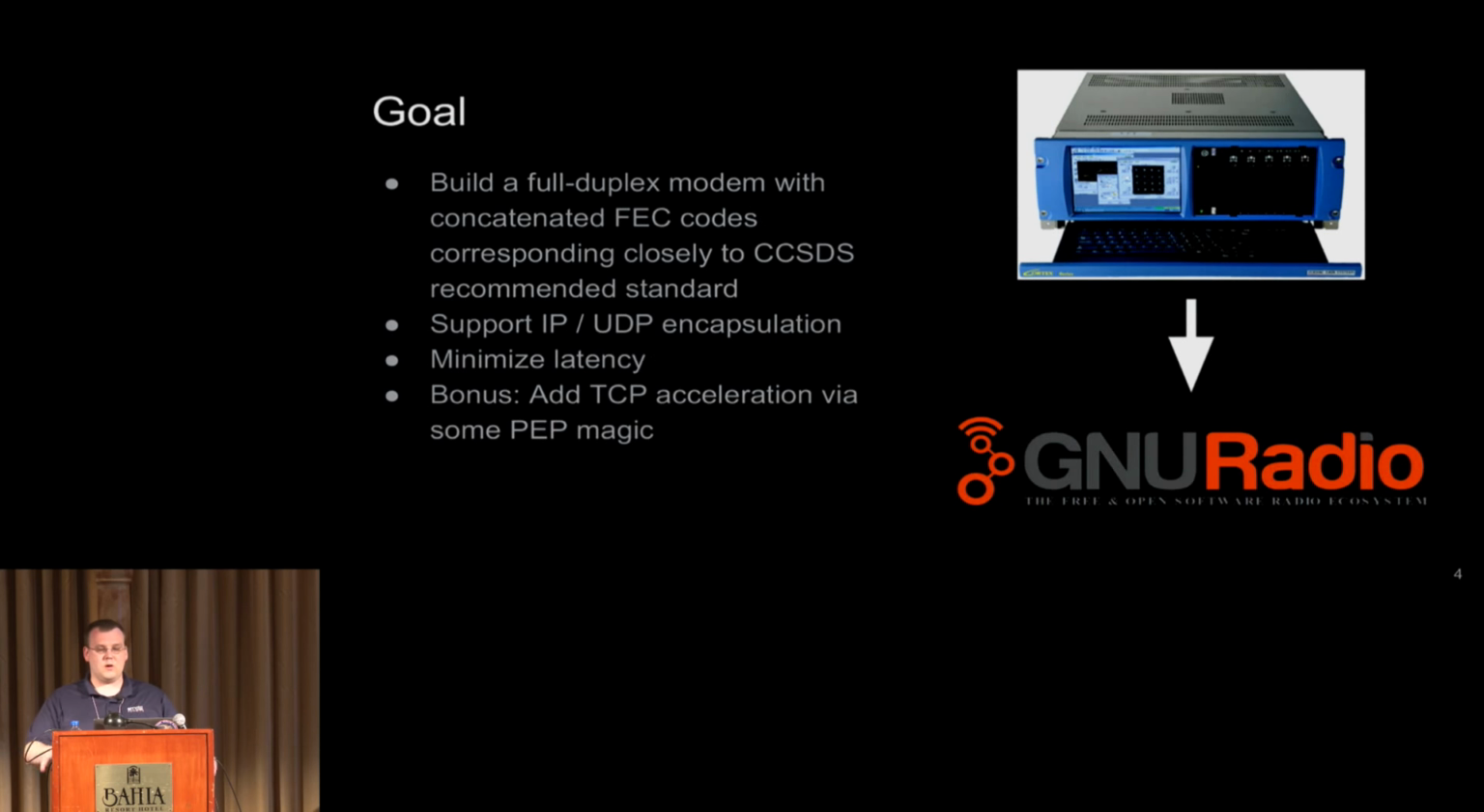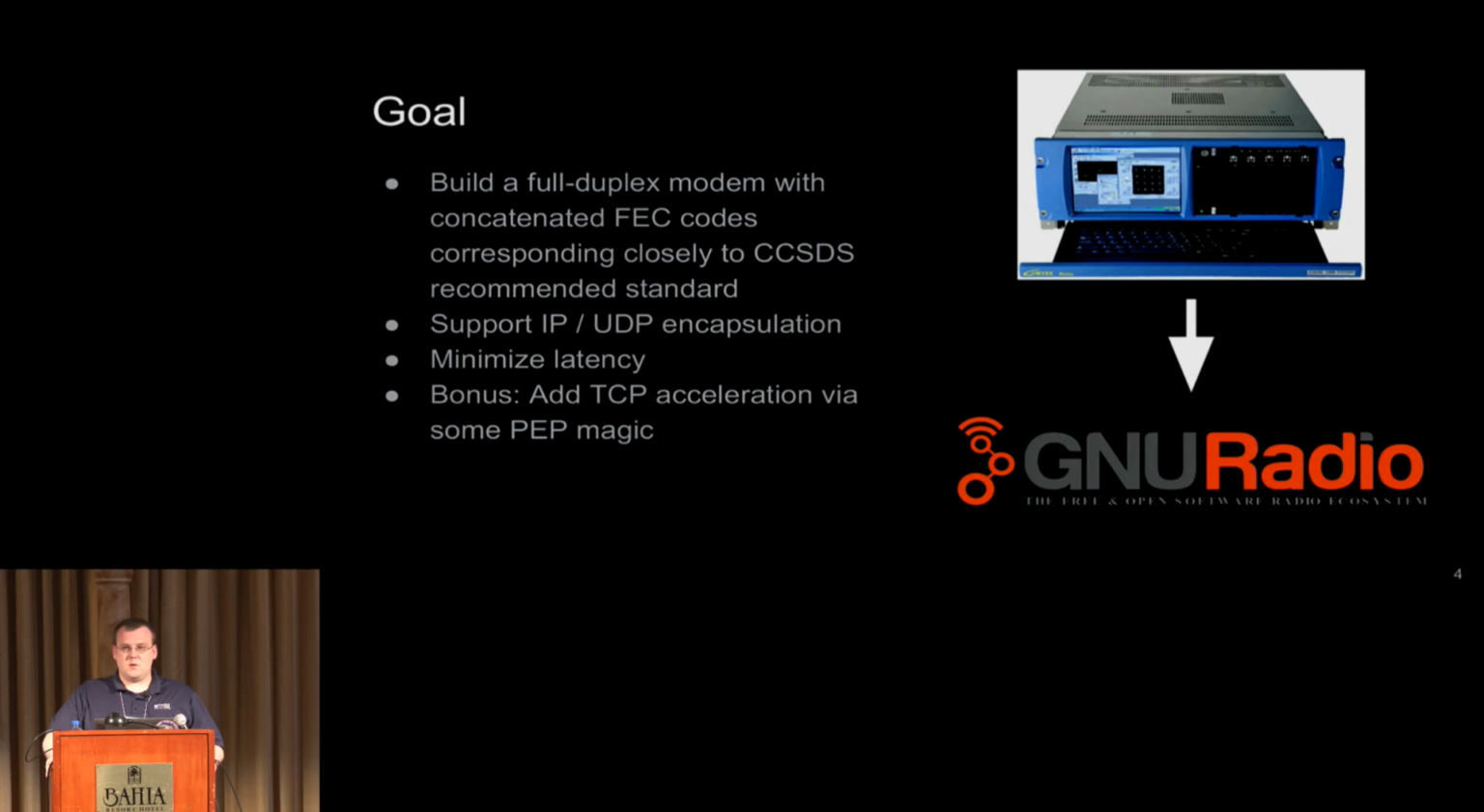So the goal of this work was to build basically something that closely models a CCSDS recommended implementation of a space-to-ground, ground-to-space modem, typically used with bigger satellites at higher data rates. Really wanted to support IP encapsulation, so I can use common Linux tools like SSH and rsync to talk back and forth between the spacecraft.